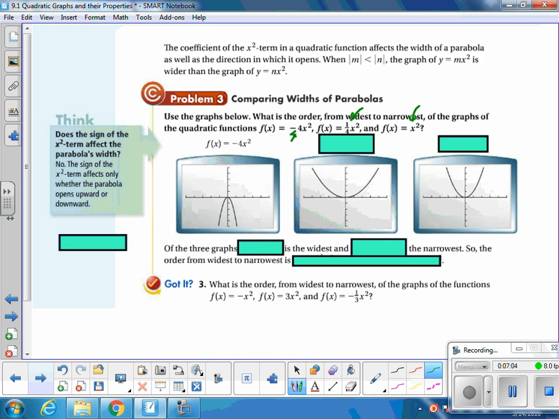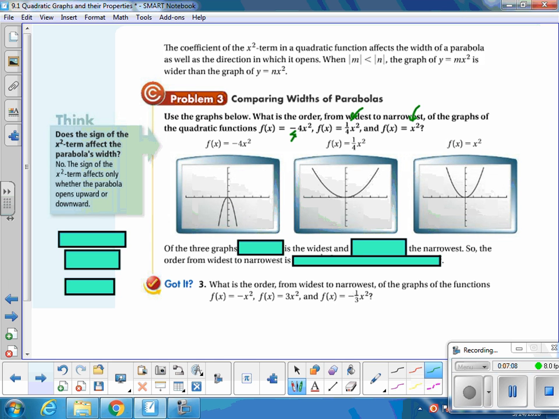Let's take a look at our choices here so we can just see how it affects our graphs. So -4 is creating a narrow graph. Okay, nice. It's real narrow here. 1/4 is positive, so it's pointing upward, and it's a wide one. And then the parent graph, which is positive, and it's by 1s.